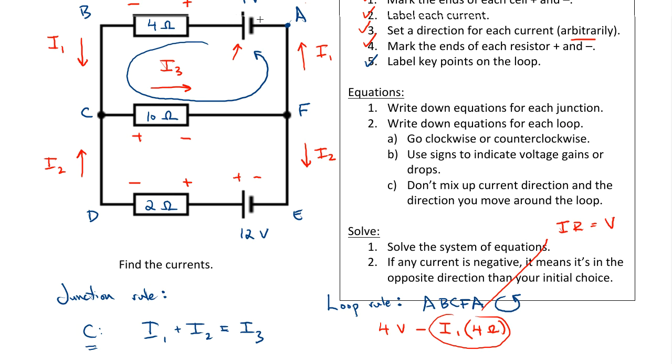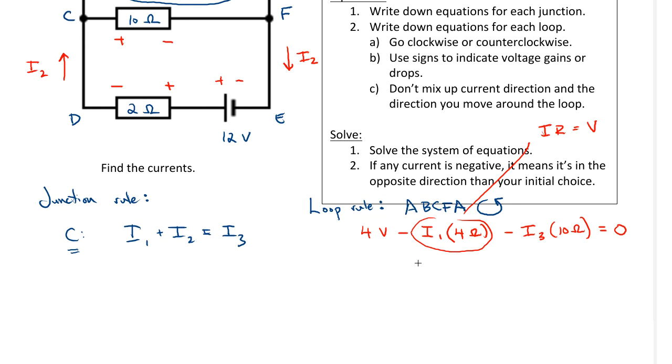So I have a 4-volt potential gain here. I have whatever I1 is multiplied by 4 ohms, the potential drop here, nothing over here. Here, by the same kind of reasoning, I have a potential drop of I3 multiplied by 10 ohms, and then I get back to the start, and the loop rule tells me that that has to sum to equal 0. So if I simplify that, I get 4 minus 4I1 minus 10I3 is equal to 0. You can see now that we're starting to build up a system of equations. Right now we have 2 equations with 3 unknowns, so we're not done yet. We won't be able to solve, but that's what we're doing.